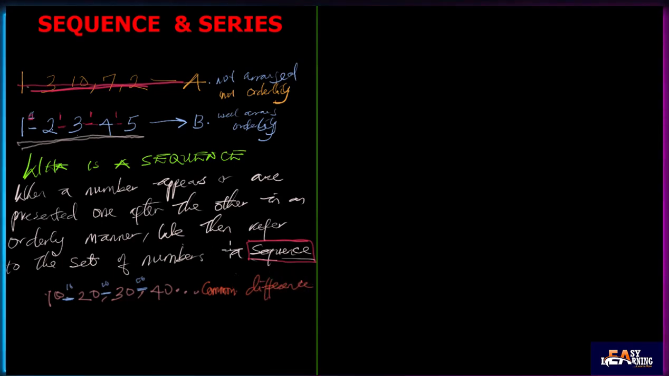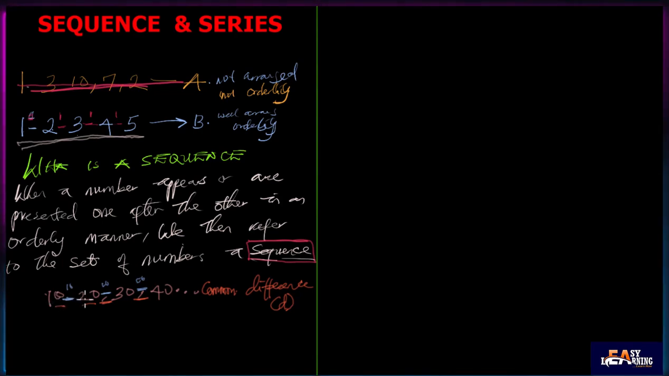Difference, and that common difference, we use the small letter D to represent it. What is the common difference? The common difference is that number that separates two numbers, the number in between these two numbers. So that is the common difference.